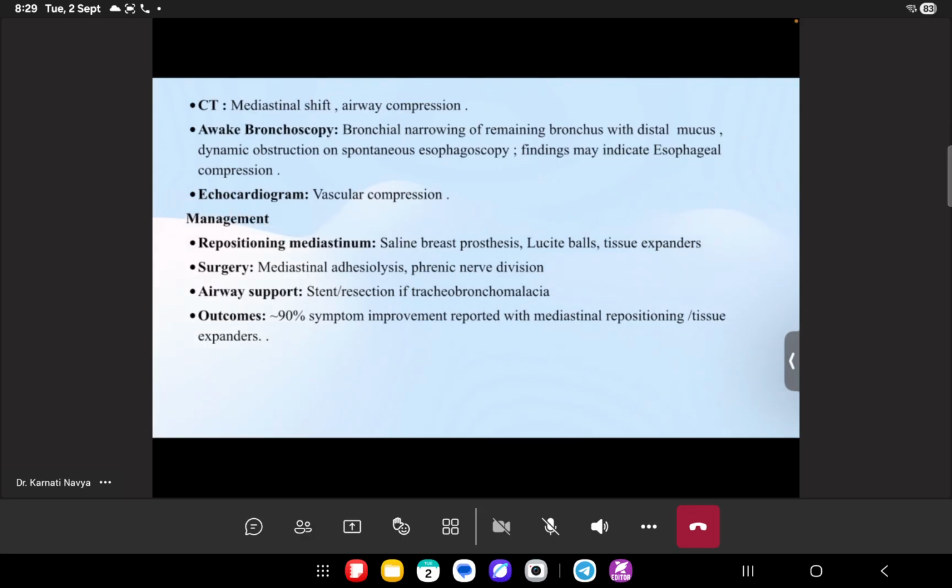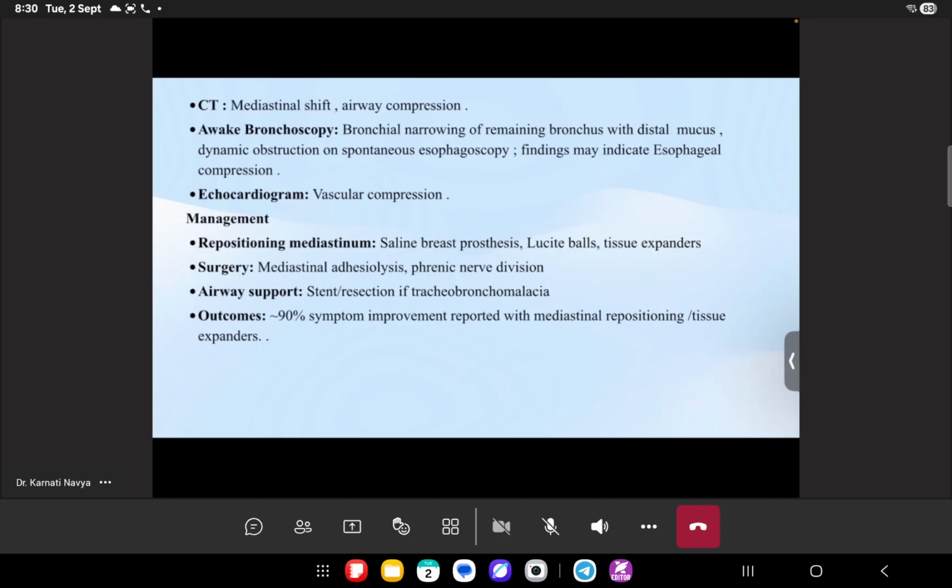Then a CT is performed, which shows a mediastinal shift and airway compression. An awake bronchoscopy is also done. In an awake bronchoscopy, narrowing of the remaining bronchus with distal mucus is usually seen, or a dynamic obstruction on spontaneous breathing. Esophagoscopy may indicate esophageal compression, and echocardiogram shows vascular compression.